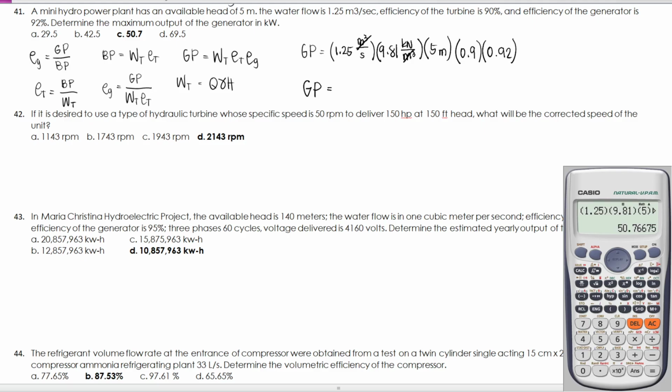Ayun, so that is 50.77 kilowatts. So, napaka-basic lang. Work ng turbine for hydraulic turbine is Q gamma H. Then, multiply mo na lang ng mga efficiencies kung ano yung mga efficiencies na given para dun sa mismong hinahanap. Okay? Next tayo, number 42.